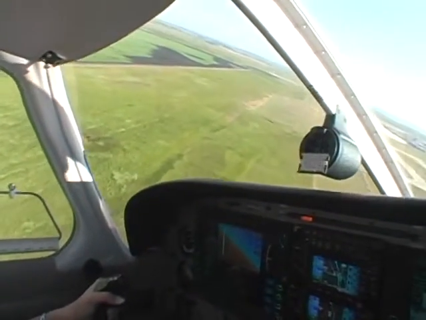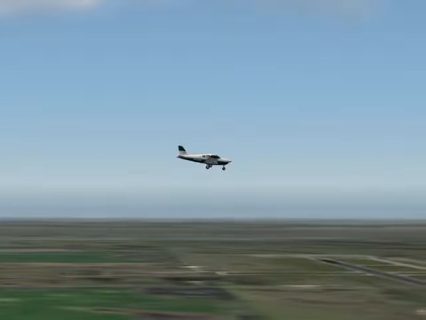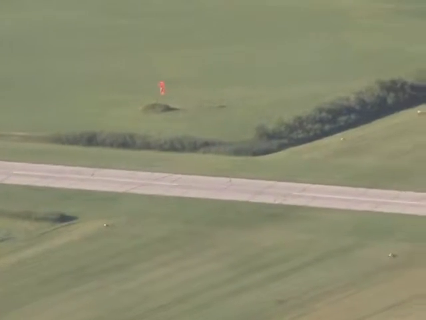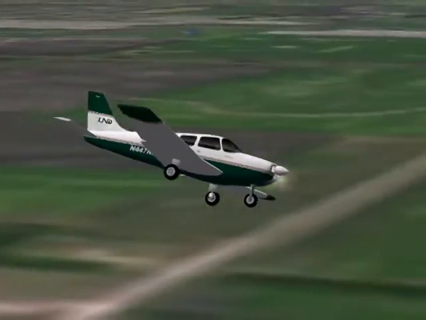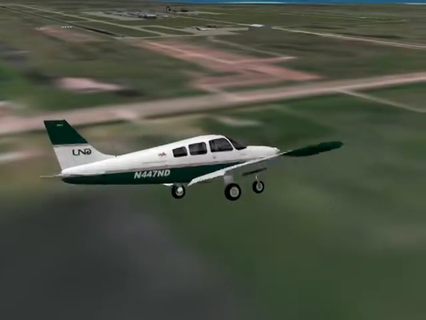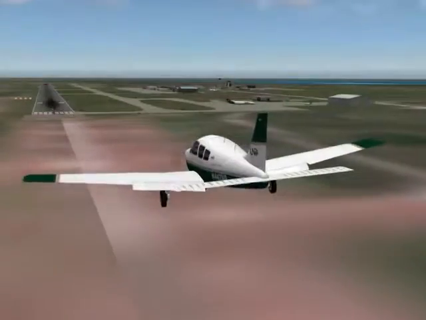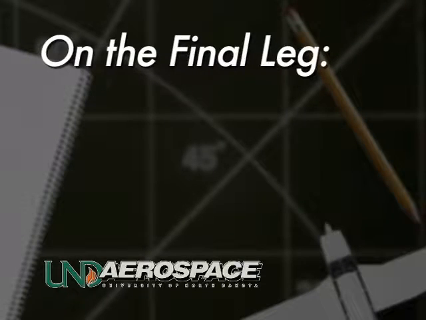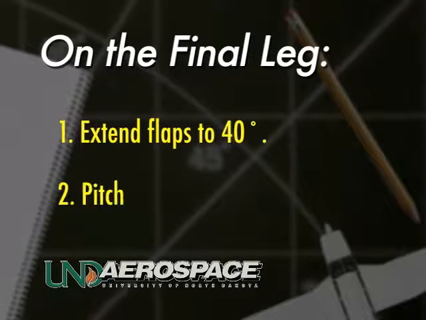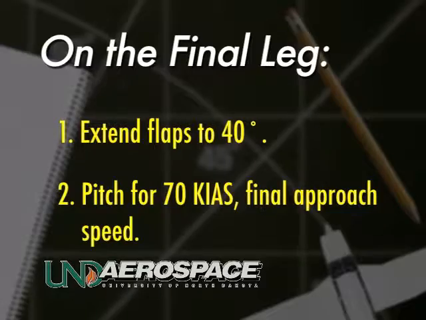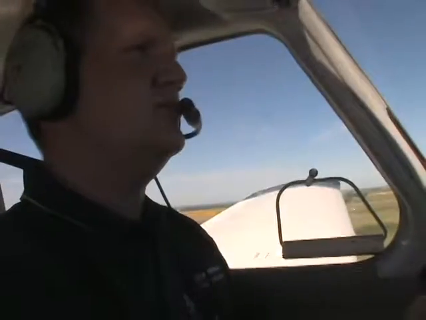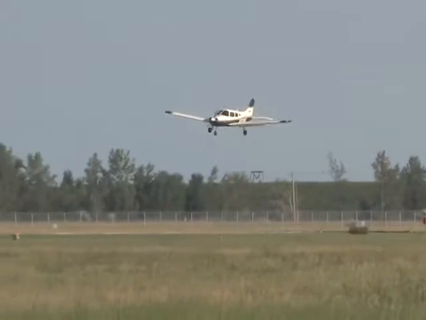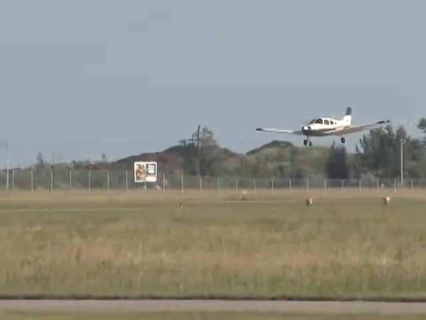The decision as to when to initiate this turn rests with the pilot in command and will be based on many factors, but namely the strength and direction of the wind and the airplane's speed over the ground. The turn should be made so that, upon rollout, the airplane is aligned with the runway and the final approach course. Now flaps should be extended to the final 40 degrees and airspeed should be reduced to 70 knots final approach speed. Once fully established on the final approach course, it is the pilot's responsibility to ensure that a stabilized approach is established and maintained all the way down to landing.